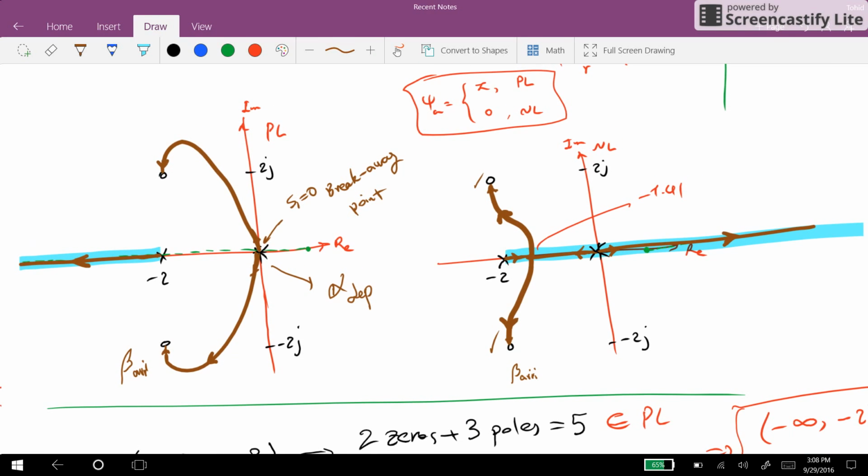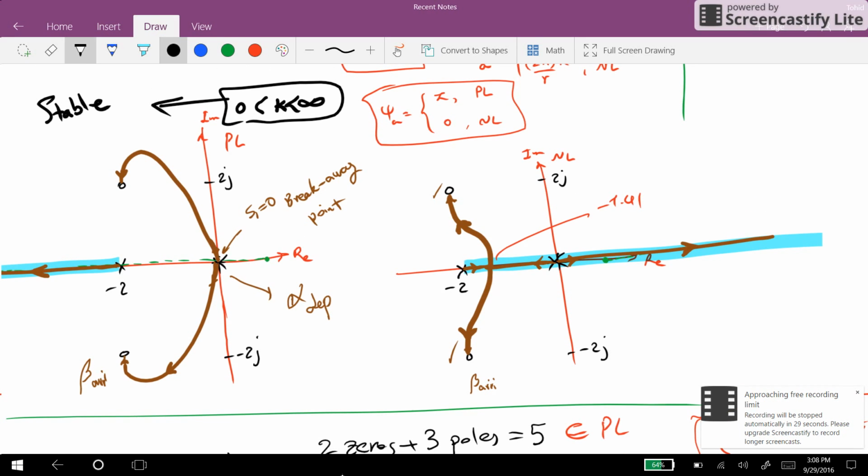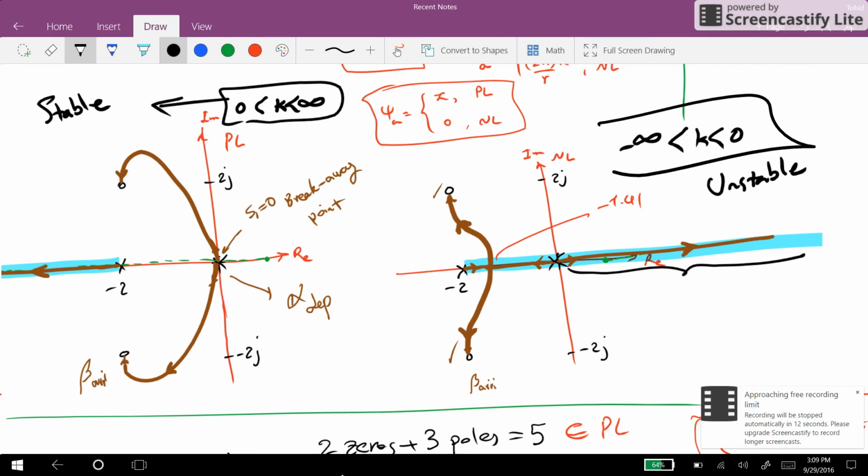And now we can discuss the stability of the system for different values of k. For positive locus, where we have k between 0 and infinity, we see that for all the values of k, the closed loop poles will be on the left-hand side. As a result, for this situation, the closed loop system will be stable. On the other hand, for the negative locus, we can see that for any value of k between -infinity and 0, we have one pole on the right-hand side, and as a result, the closed loop system will be unstable all the time for these values of k.